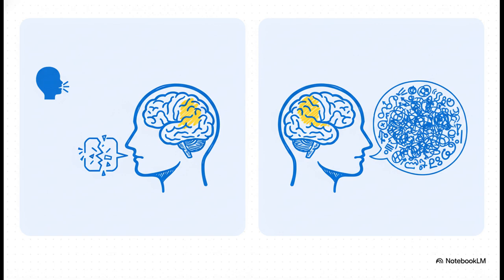For your exam, being able to clearly tell the difference between Broca's expressive aphasia and Wernicke's receptive aphasia is non-negotiable. Just think, Broca's is broken speech, Wernicke's is word salad.